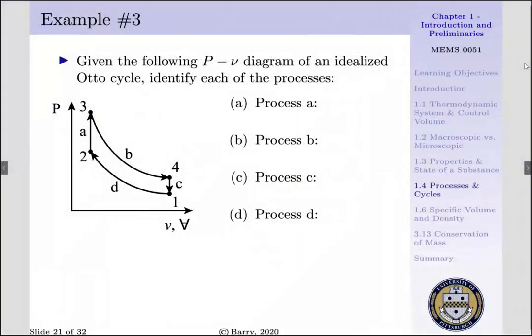Now, given the following PV diagram for an idealized Otto cycle, we want to identify each of the processes. Process A is going from state 2 to state 3, and this is an isochoric process. Process B, going from state 3 to 4, is an isothermal process. Process C, which is going from state 4 to state 1, is an isochoric process. And process D, going from state 1 to state 2, is an isothermal process.